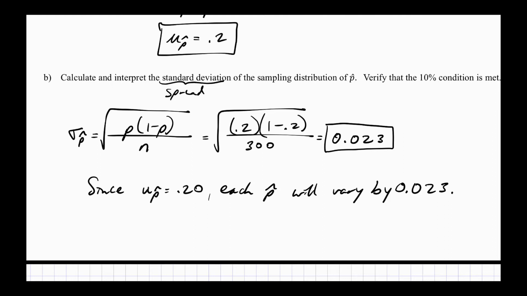That's the variability, right? If I do a good sample, it should be centered at 0.2, but there will be some variability, about 2% either way.